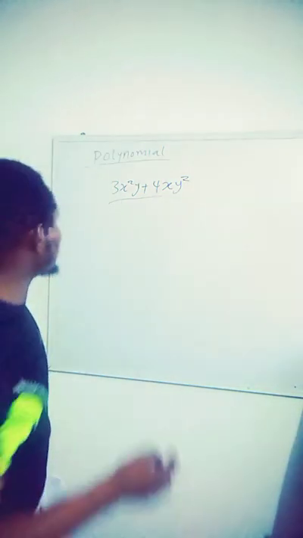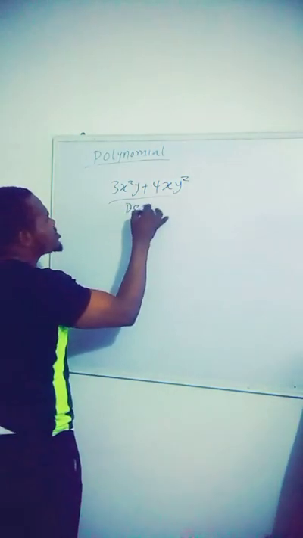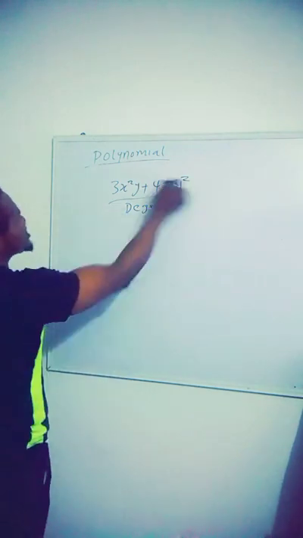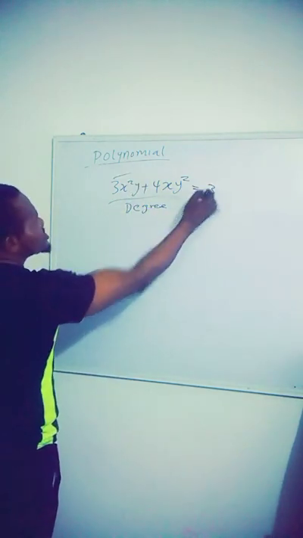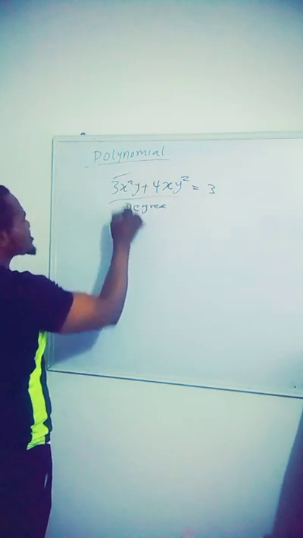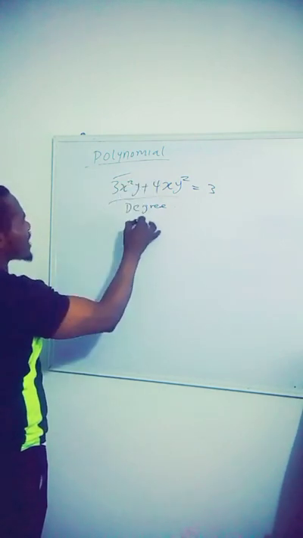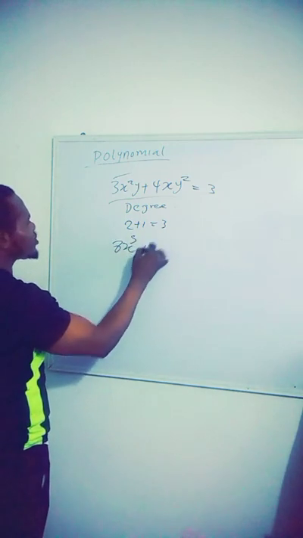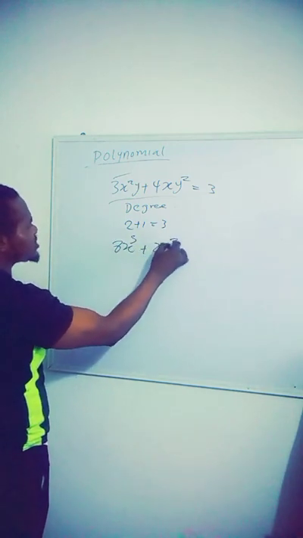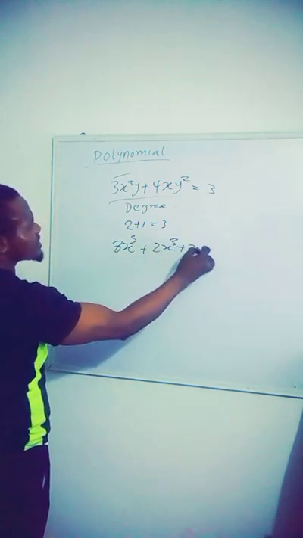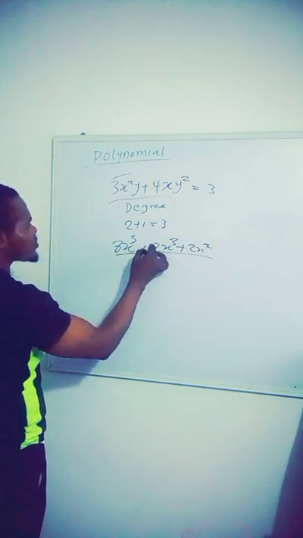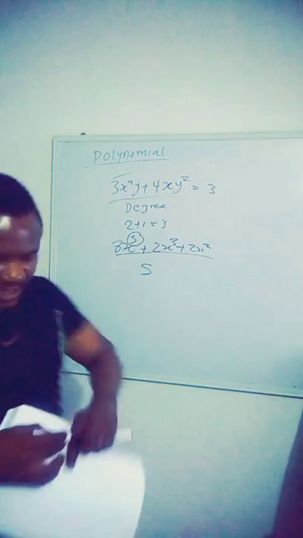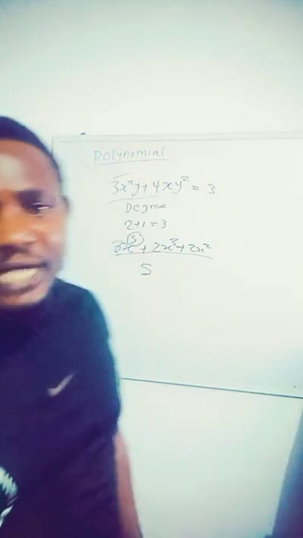When you are talking of degree of polynomial, you are looking at the highest power. So the degree of this polynomial now is 3, because x carries 2, y carries 1. So that is 3. If I have 8x^5 plus 2x^3 plus 2x squared, the degree of this polynomial is 5, because the highest power of x is 5. I hope you got that.